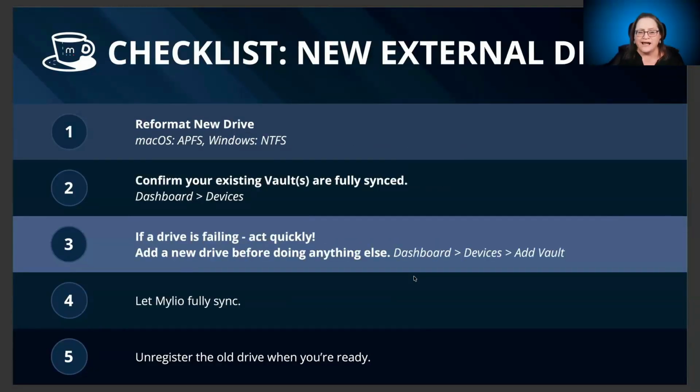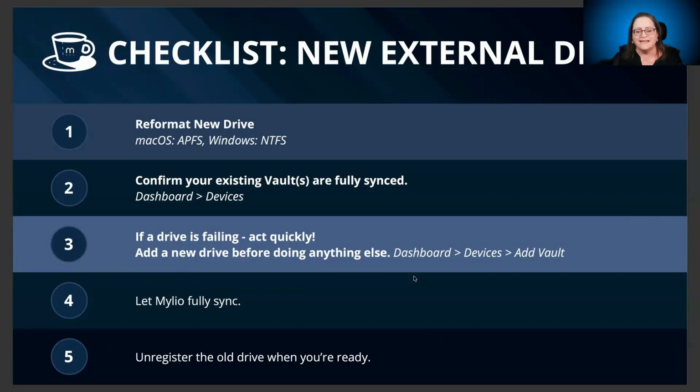If you get an external hard drive, the first thing you're going to want to do is reformat it, because it comes pre-installed with extra software that you probably don't need. Use APFS for macOS or NTFS for Windows. Confirm that your existing vaults, whatever vaults you were using before you got the new drive, are fully synced. If your drive is failing, act quickly and add a new drive before doing anything else. Go into Dashboard, Devices, and choose Add Vault, and let that new vault get as much information as it can.